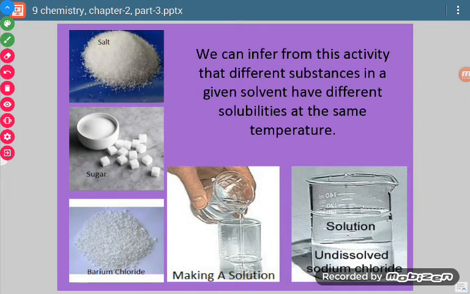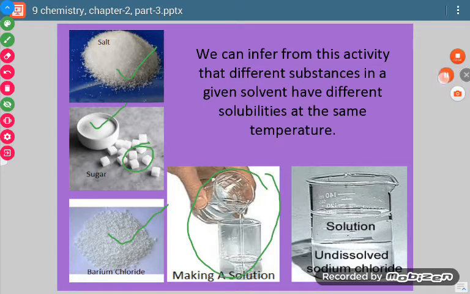Now see, this slide is just for seeing how the substances look alike. This is salt, okay, and these are sugar cubes, and this is sugar, and this is barium chloride. It looks like salt, okay. Now we will keep on mixing the things, and then we will get a saturated solution, okay.